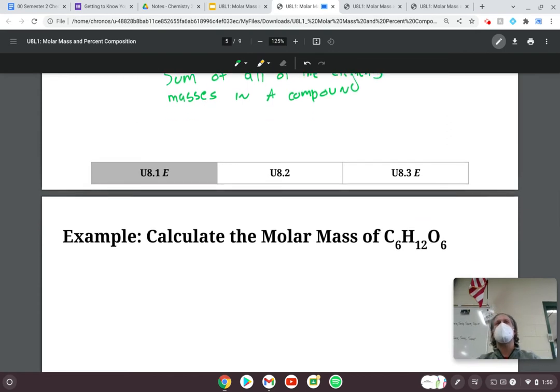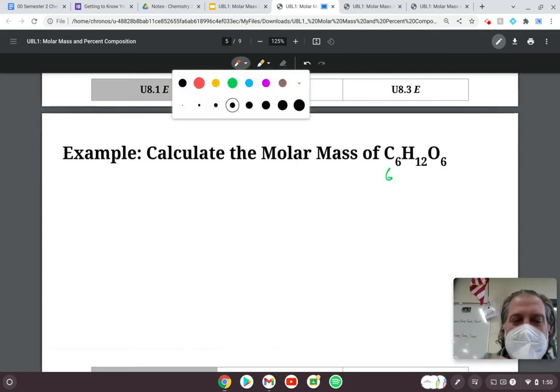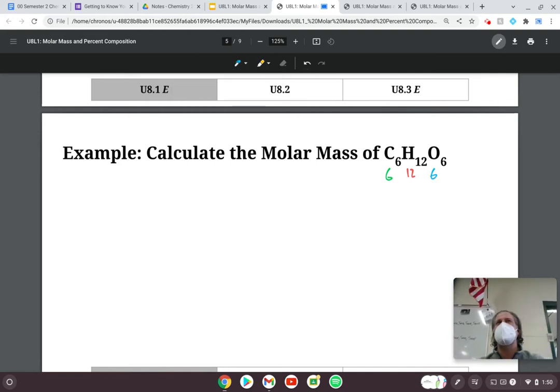Here we are asking you to calculate the molar mass of C6H12O6, which is a very simple sugar. But hopefully you can identify that you have 6 of these carbon guys, 12 of these hydrogen girls, and 6 of these oxygen units.